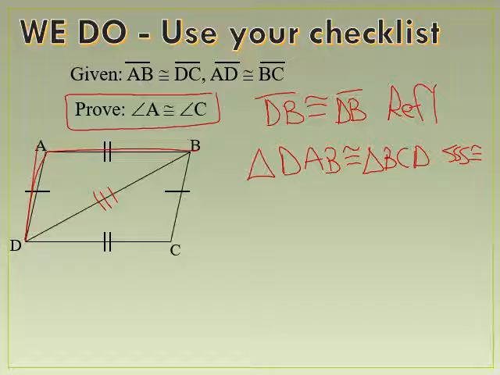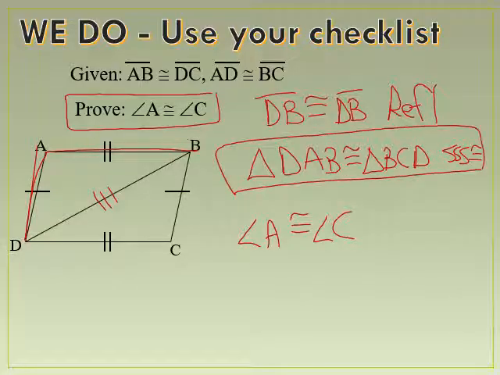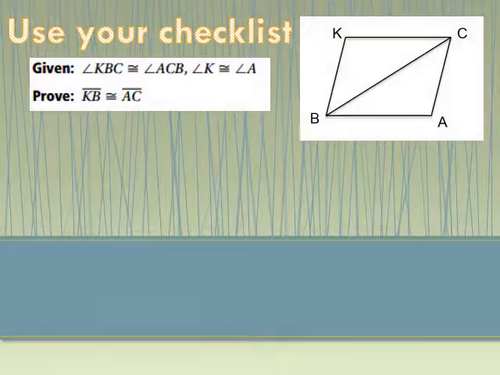So now that we've done this, this is where CPCTC, I know I say it really fast sometimes, is going to come into play. Can we prove angle A is congruent to angle C now? Well, yes, we can. We can do that because we showed these triangles were congruent to each other right here. And so we can use CPCTC, oh my gosh, I almost messed it up, to show that the unmarked pieces are congruent.